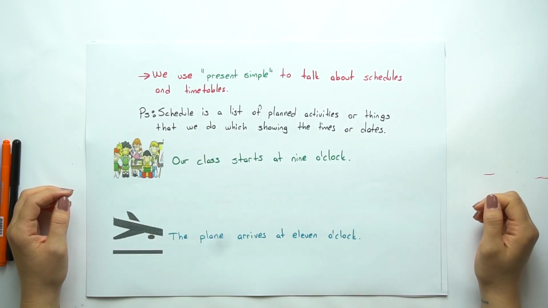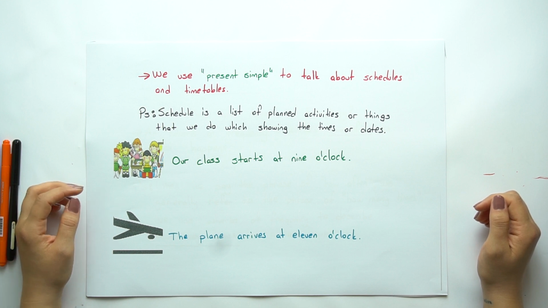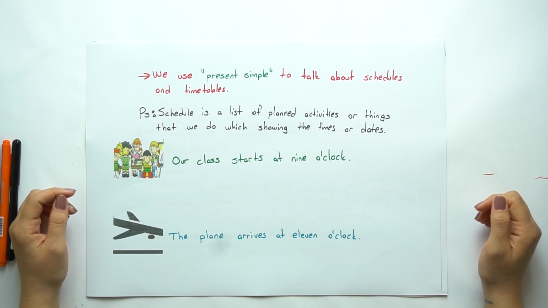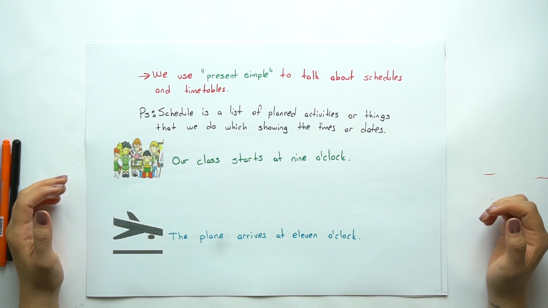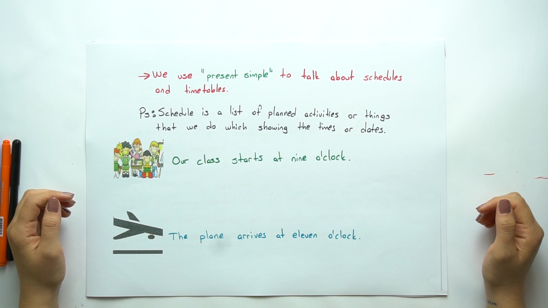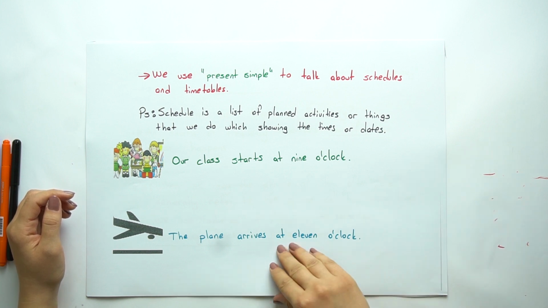We use present simple to talk about schedules and timetables. So, what is a schedule? A schedule is a list of planned activities or things that we do, which shows the times or dates. And first picture, our class starts at 9 o'clock. As you can see in the picture, okay, this sentence refers to a time. Second one is the plane arrives at 11 o'clock. Again, the sentence refers to a time.